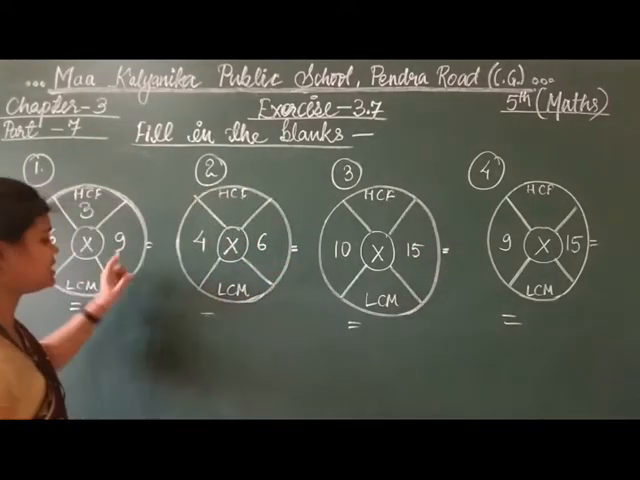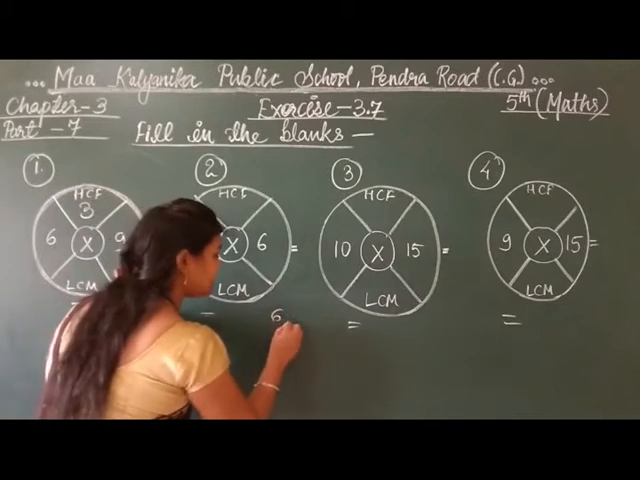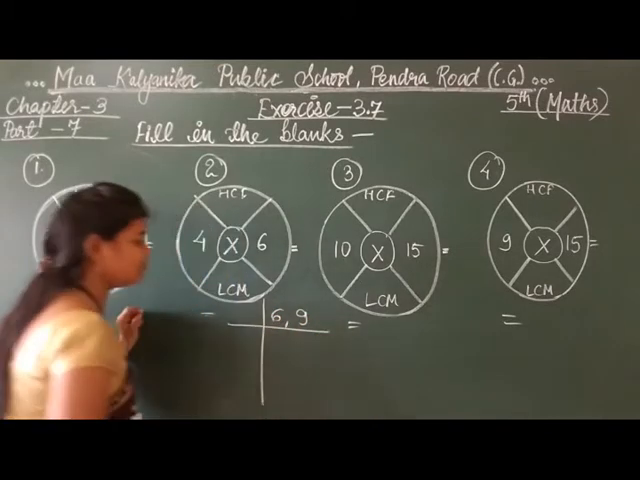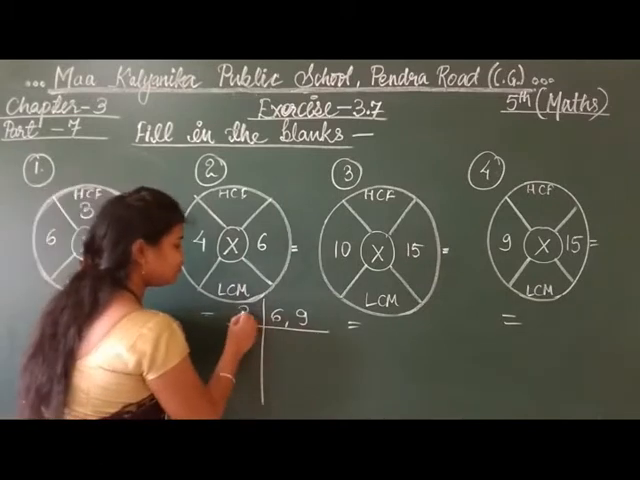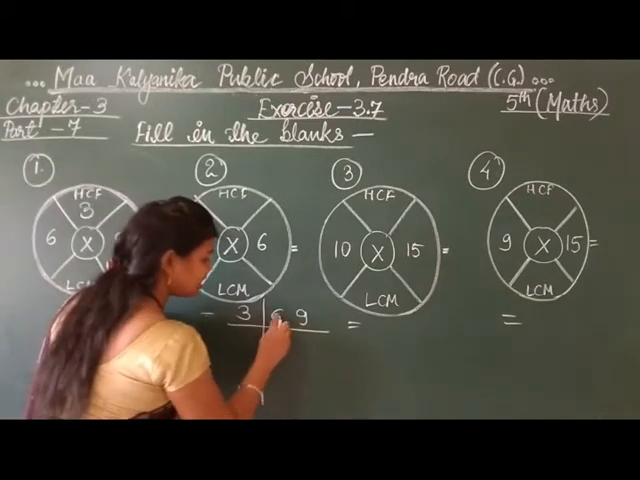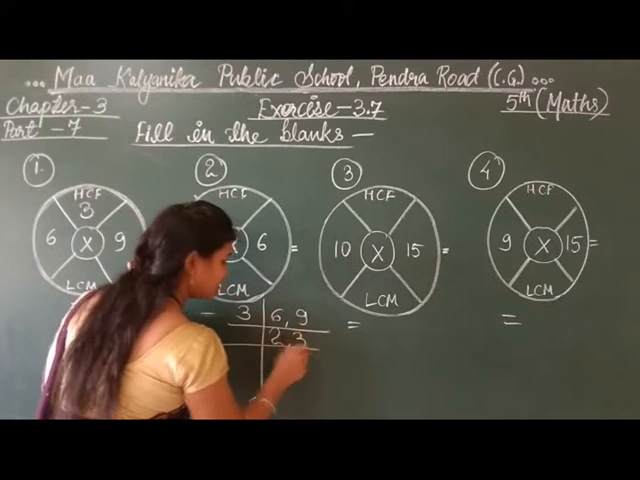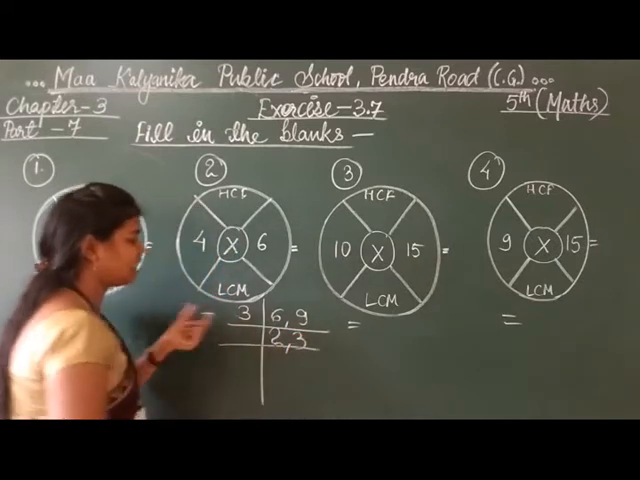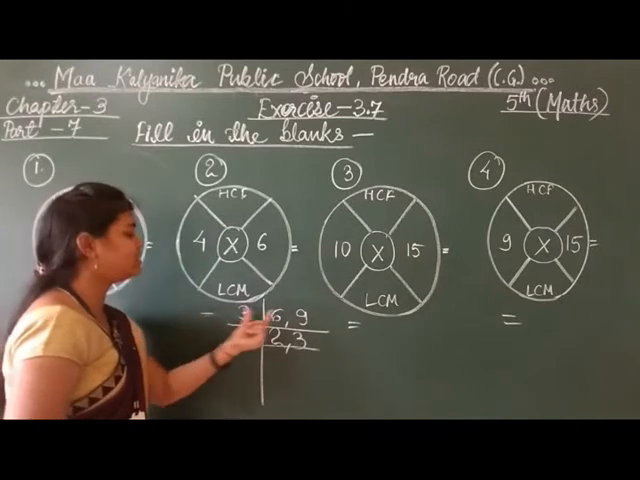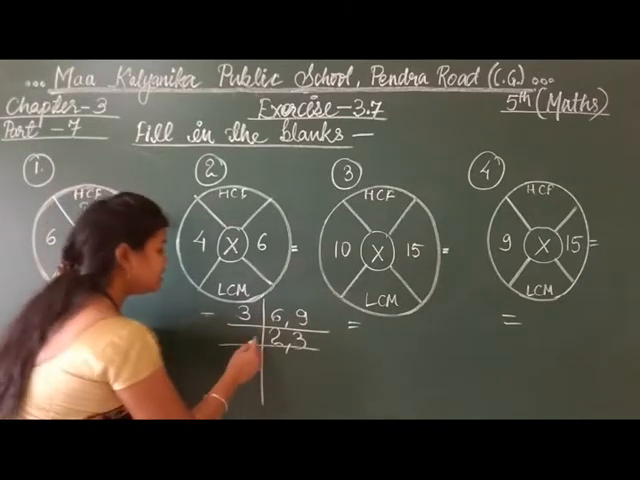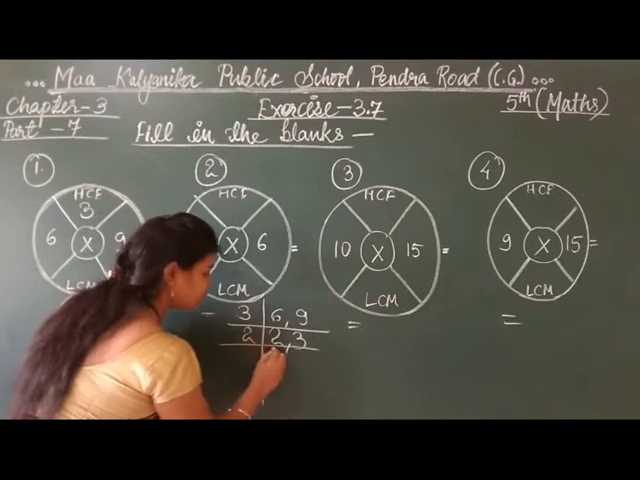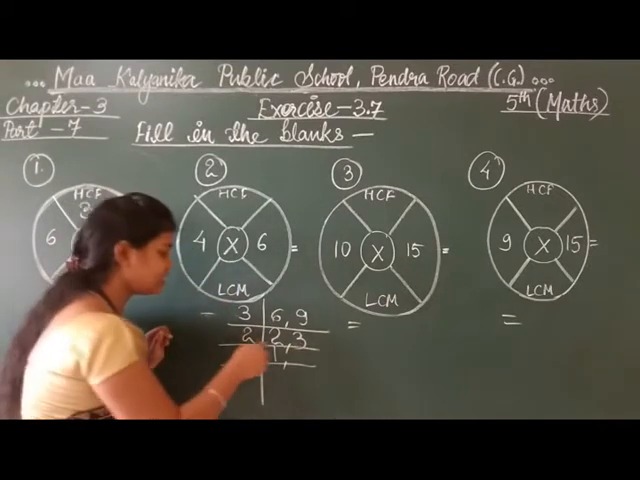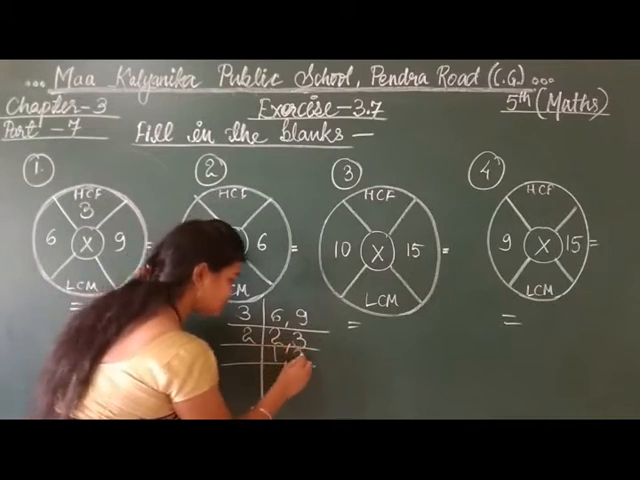So 6 and 9 only. For the easy way, the short division method, we will use it here. So 3 2s are 6, then 3 3s are 9. We will take one common number by which the other numbers can be divided. Now 2 is there. So 2 1s are 2, but 3 cannot be divided by 2. So simply, as it is, you have to write the 3.